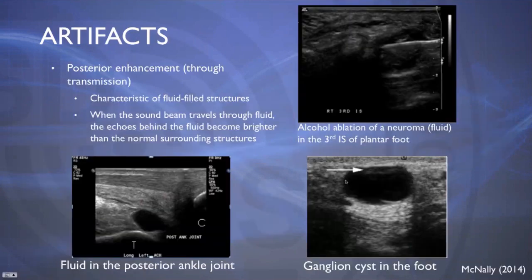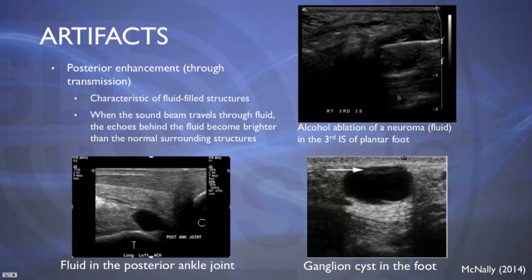Another artifact we can see is posterior enhancement, also known as through transmission. As we know, it's characteristic of fluid-filled structures, and when the sound beam travels through fluid, the echoes behind the fluid become brighter than the normal surrounding structures. So these are all examples of that. The bottom left here, we're showing fluid in the posterior ankle joint. We can see here's the talus, here's the calcaneus. We see this area of fluid, and we're getting a little bit of enhancement behind it.